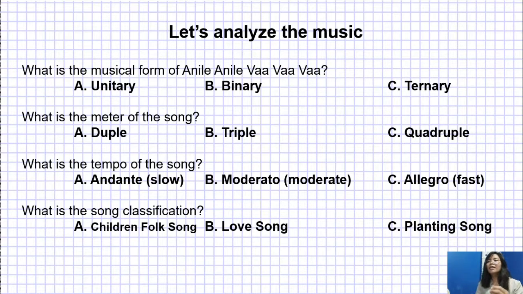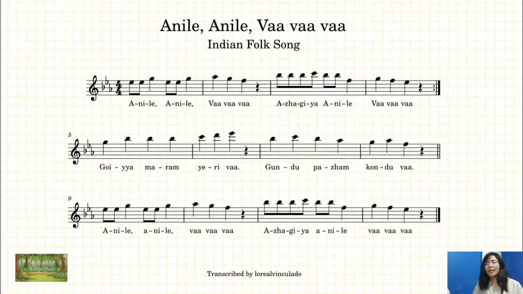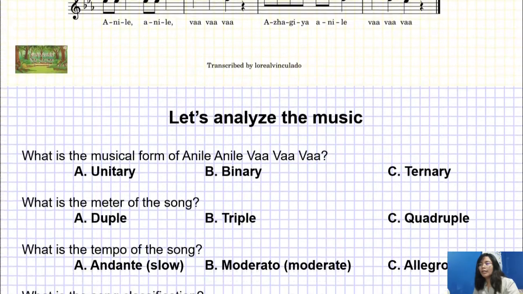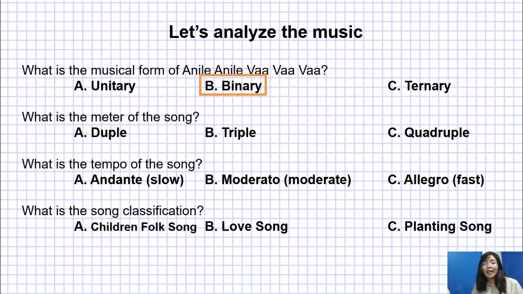So first, what is the musical form of Anile? A. Unitary, B. Binary, or C. Ternary? So let's go back to the musical sheet. So what do you think is the musical form, or how many parts do the song have? Okay, the right answer is letter B, binary. So, let's try to analyze it.